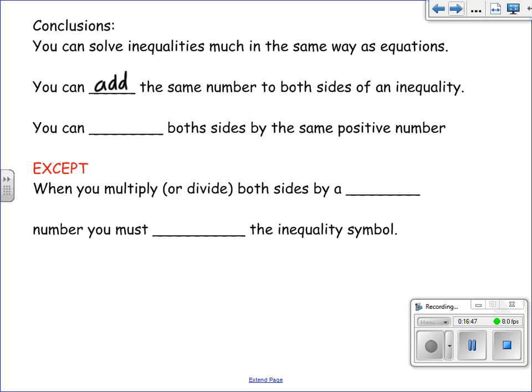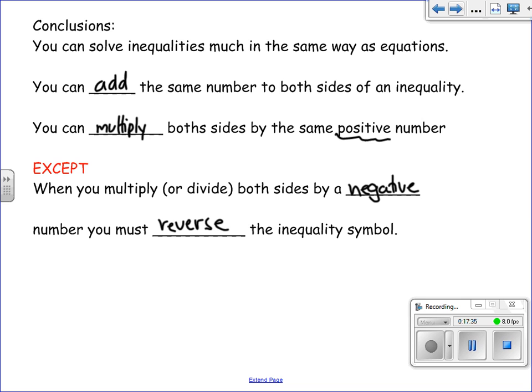Then we went on and we talked about subtraction, right? But then we talked about multiplication. You can multiply both sides by the same positive number. That was no problem. Except when you multiply or divide both sides by a negative. Negative, good. You must reverse, very good, the inequality symbol. So, okay, we know how to solve equations. We basically know how to solve inequalities. We just got to watch out for that dividing by a negative glitch, okay?